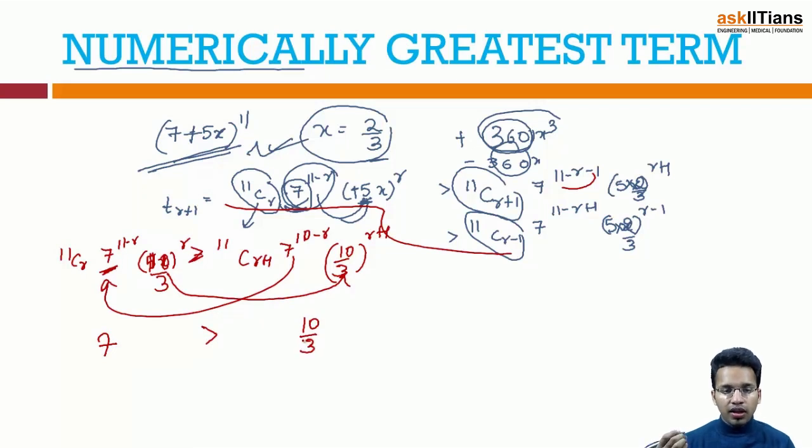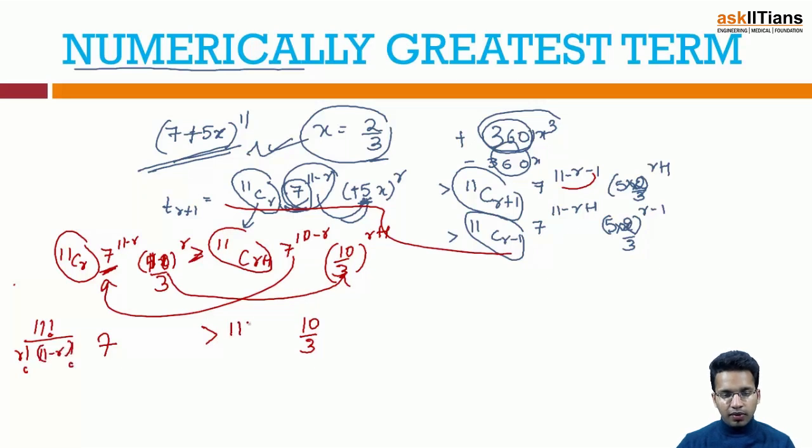Now the only thing that remains is solving this and this. In this, 11 factorial will also get cancelled, so let us solve it here. 11 factorial, r factorial, (11 minus r) factorial. This will be 11 factorial, (r plus 1) factorial, and (11 minus r minus 1) factorial.